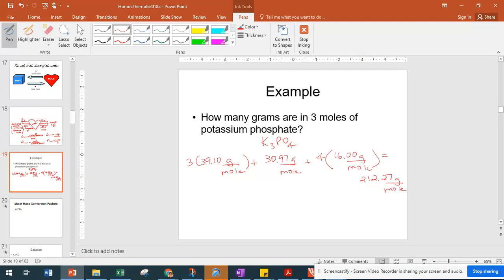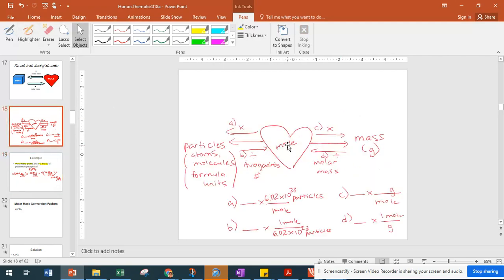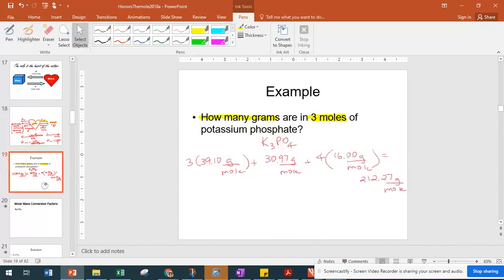Now, when you're looking at these problems, it's giving us 3 moles. Always look at what your number is with. Our number's with moles, and it's asking us how many grams. So if we go back to our heart, we're starting with moles, and then we're asked to find mass, which is in grams. So we're going away from the heart, so we're multiplying by molar mass.